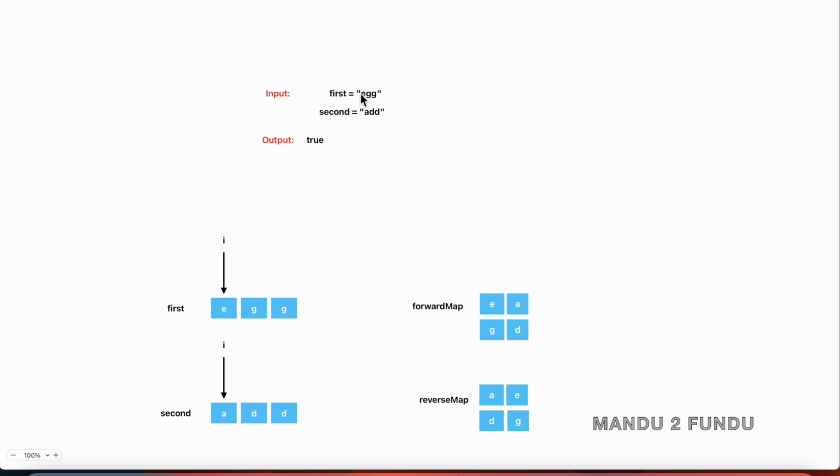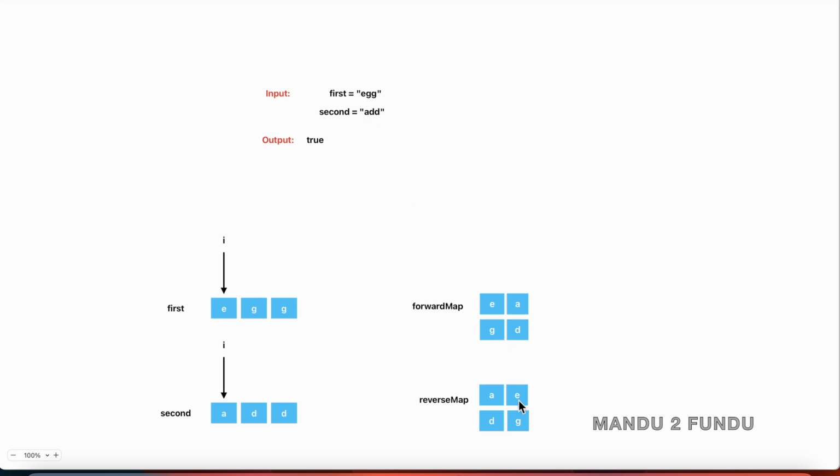Forward map contains an entry for each character in the first string. Reverse map contains an entry for each character in the second string. So in order to determine whether the two strings are isomorphic, we have to traverse all the characters in the input string. For each character we traverse, check whether there is an entry in the forward map. If there is an entry, then its value should match the corresponding character in the second string.